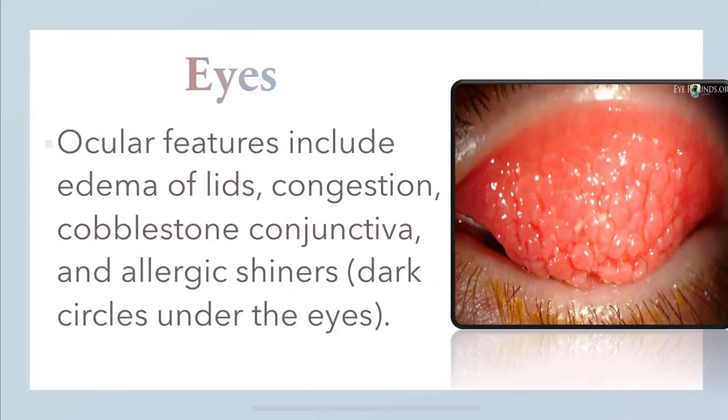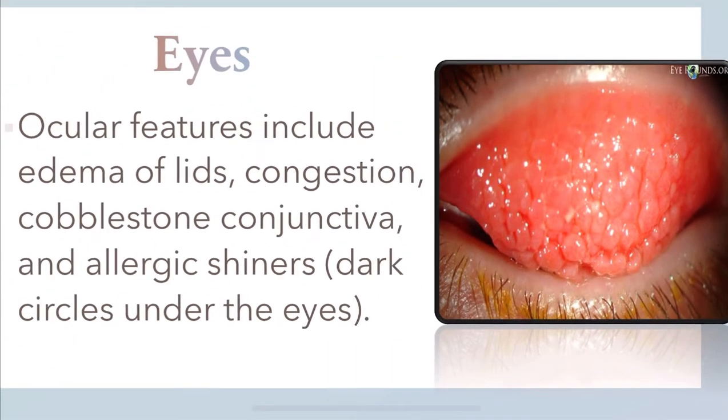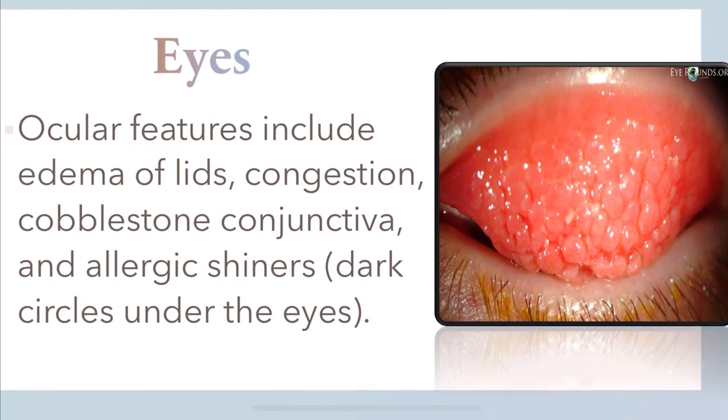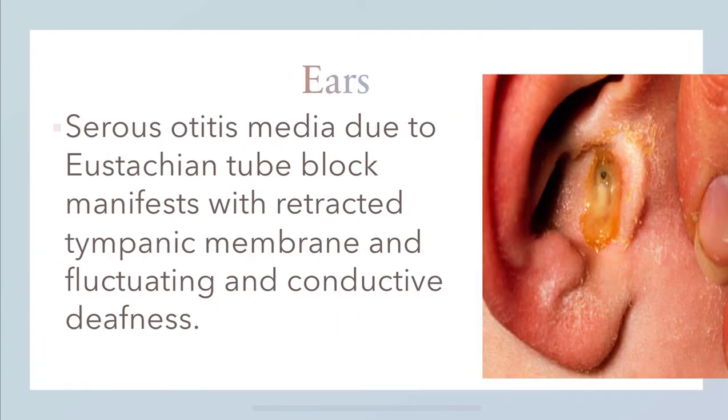In the eyes, it will include the edema of the lids, congestion, cobblestone conjunctiva. You can see in the picture here, there is a cobblestone conjunctiva, allergic shiners. The allergic shiners are nothing but the dark circles under the eyes. Allergic rhinitis can produce dark circles under the eyes. And also cobblestone conjunctiva, congestion and edema of lids.